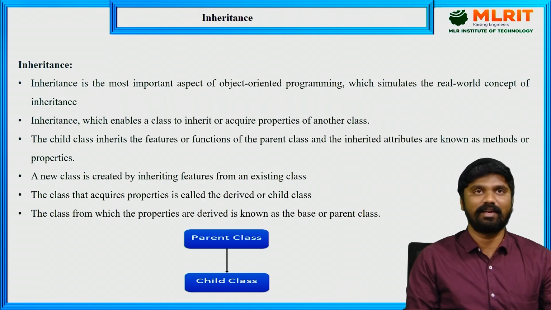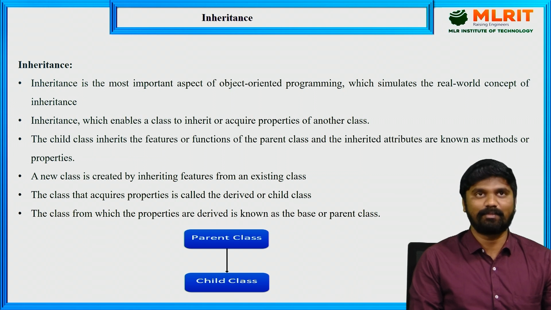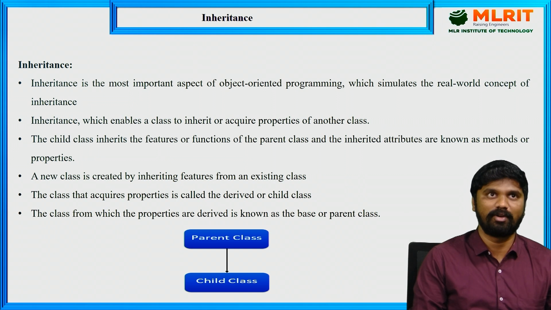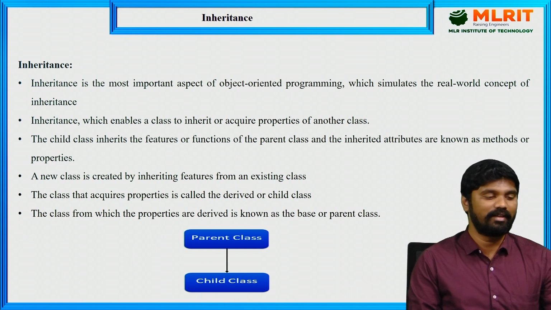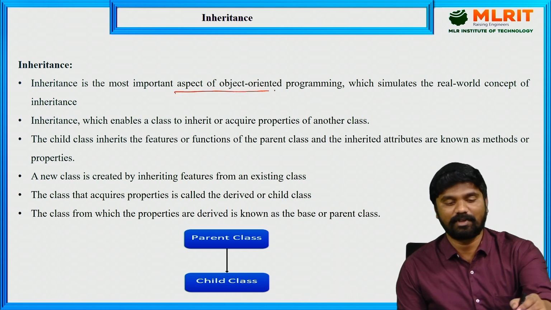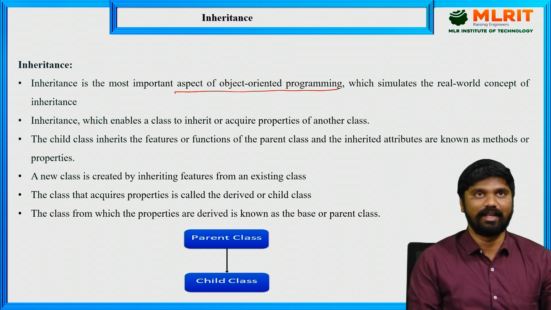Simply, we can say inheritance is one of the most important concepts in object-oriented programming. The principles of object-oriented programming are class, object, inheritance, polymorphism, encapsulation, and abstraction. Among those, we completed class and object. Now we are in the inheritance concept. Inheritance is an important aspect of object-oriented programming languages, which simulates the real-world concept of inheritance.